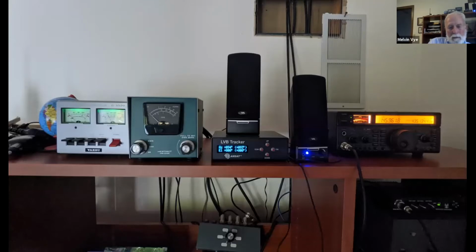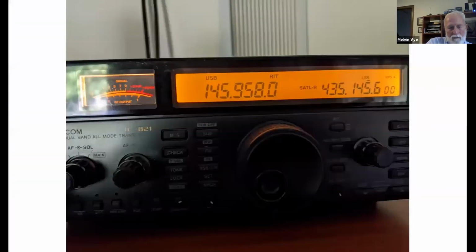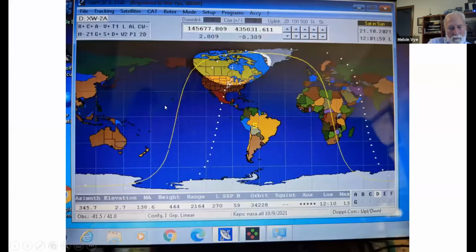The computer also is determining the Doppler shift, and that Doppler shift then is sent to the radio so that the radio is continuously adjusting its frequency for Doppler. Now, how does it do that?